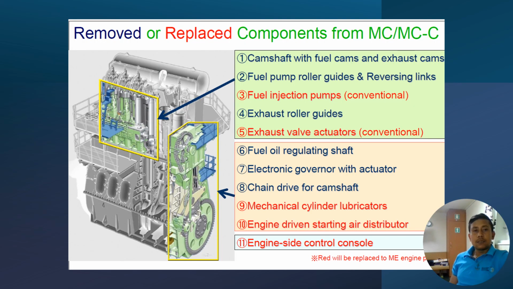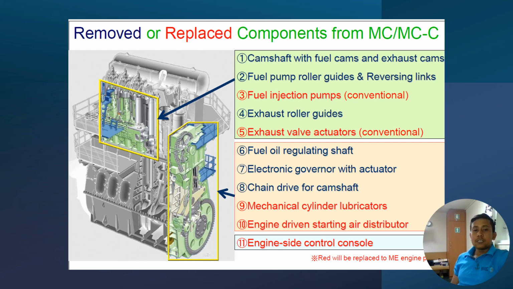Here you can see the list of removed or replaced components from the MC engine. As the ME engine is a camless engine, there is no point in having a camshaft. Thus the camshaft with fuel cams and exhaust cams is removed. Fuel pump roller guides and reversing links are removed. Fuel injection pumps are replaced with a fuel pump booster. Exhaust roller guides are removed. The exhaust valve actuator is replaced.